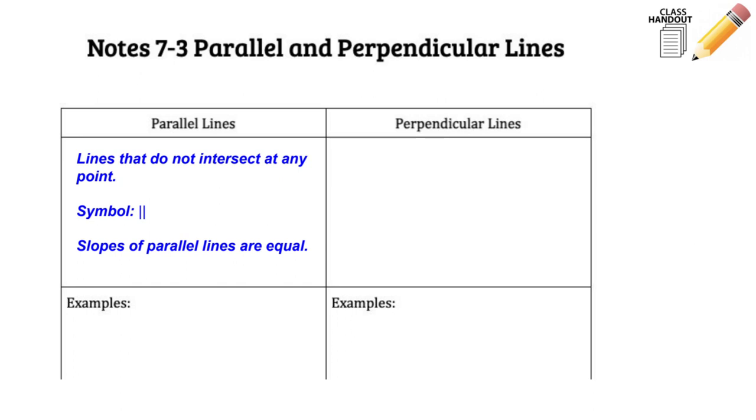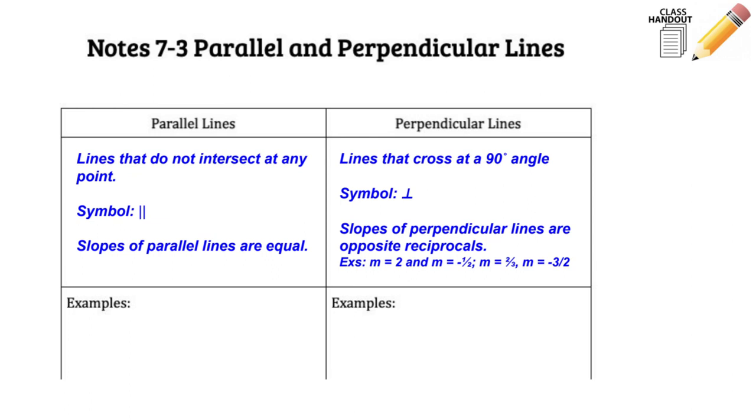Okay, so when you sorted your graph, you should have had one group where all the lines were parallel. And parallel lines are lines that do not intersect at any point. When we're referring to parallel lines in math, we use a symbol that looks like this. It's two lines that look like parallel lines. And one of the things that we need to be able to recognize about parallel lines is that the slopes of the parallel lines are going to be equal. So in a minute, when I show you all the examples of parallel lines, we'll notice that all the slopes are all equal for those.